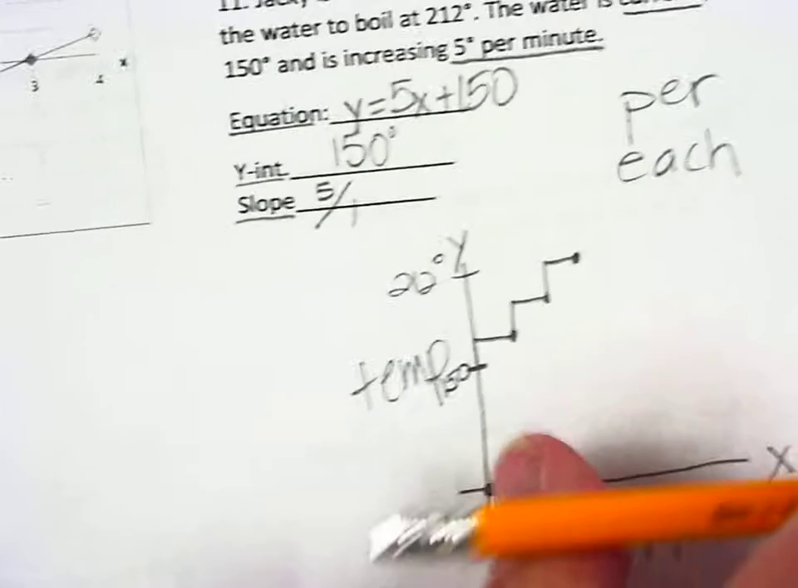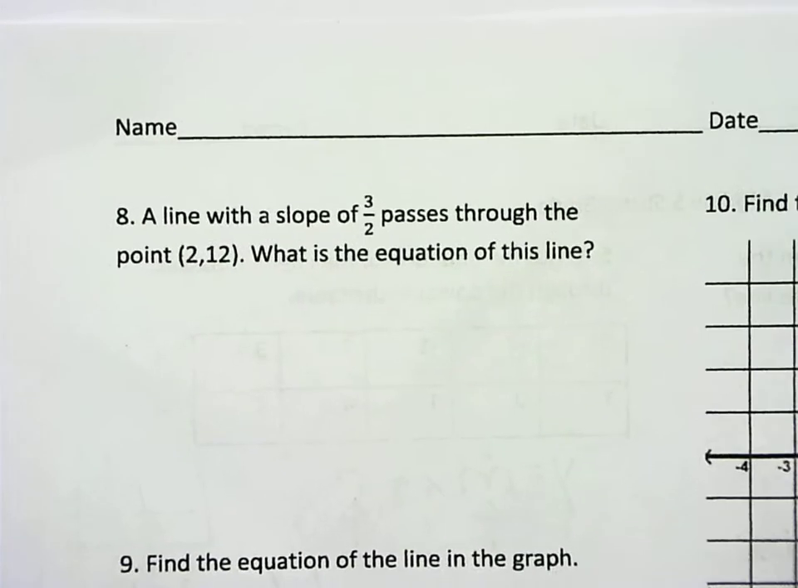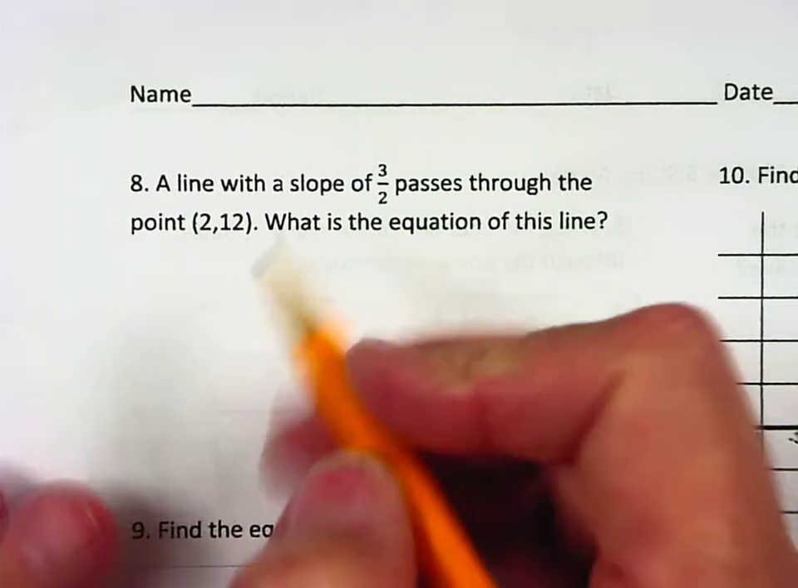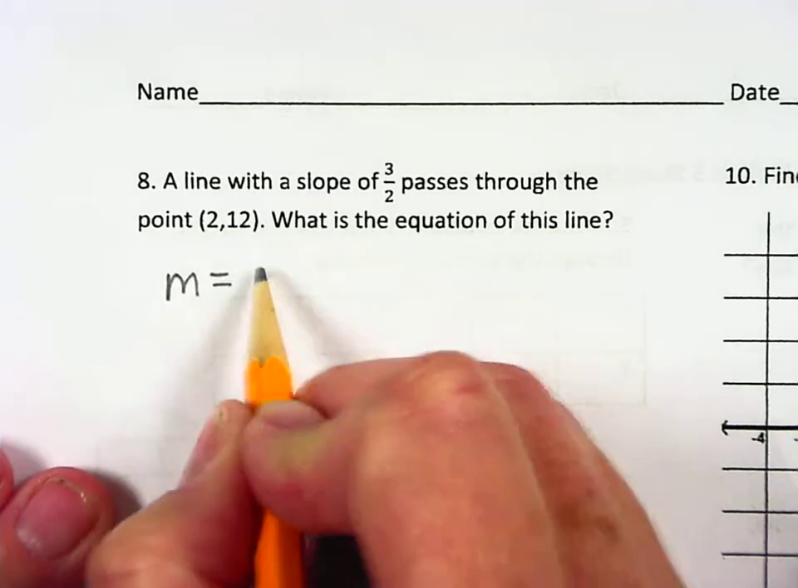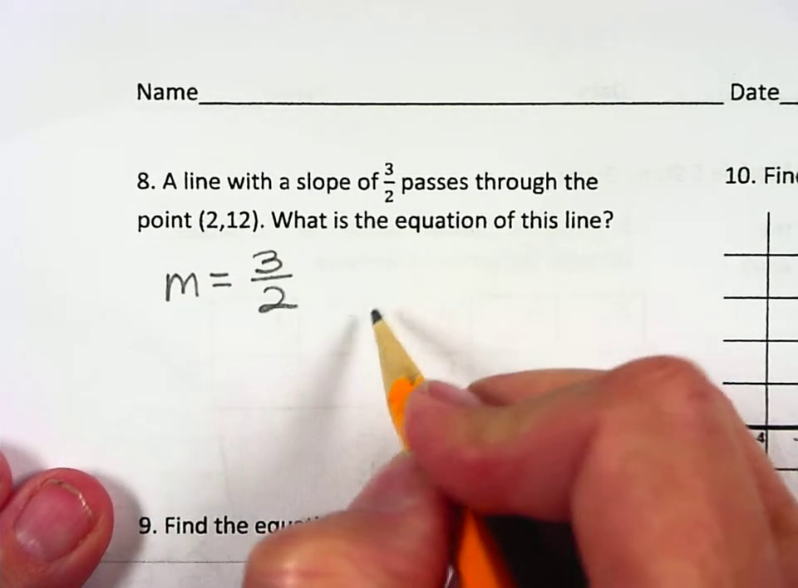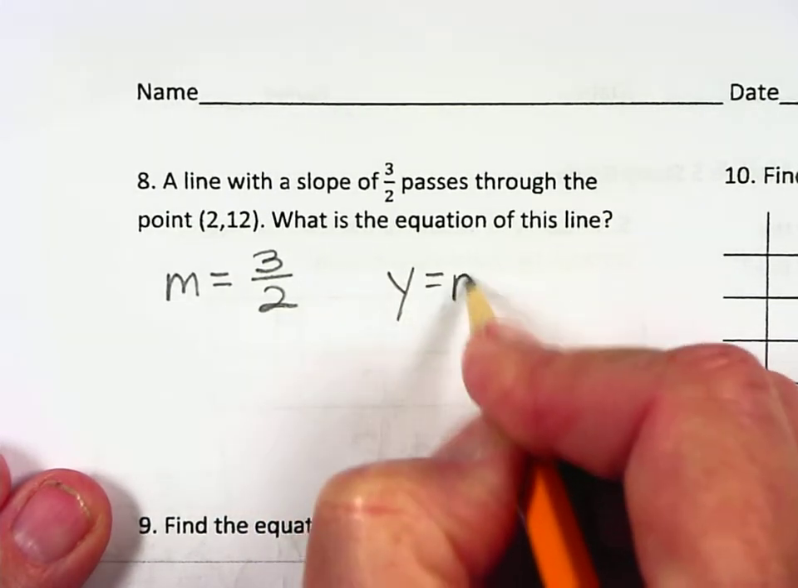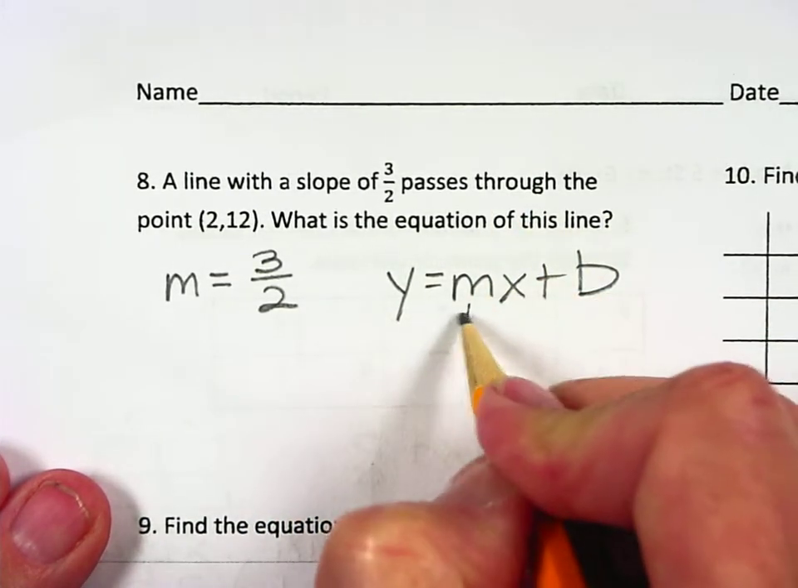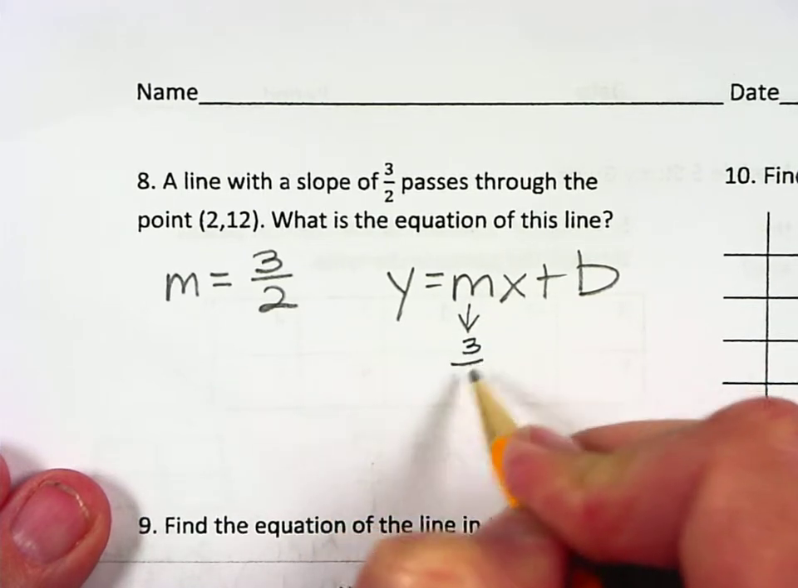Okay, number 8 is on the back. A line with a slope of 3 over 2 passes through the point 2, 12. What is the equation of this line? Once again, we're given our slope, and we want to determine the equation of the line. So I know what my slope is. My slope is 3 over 2.